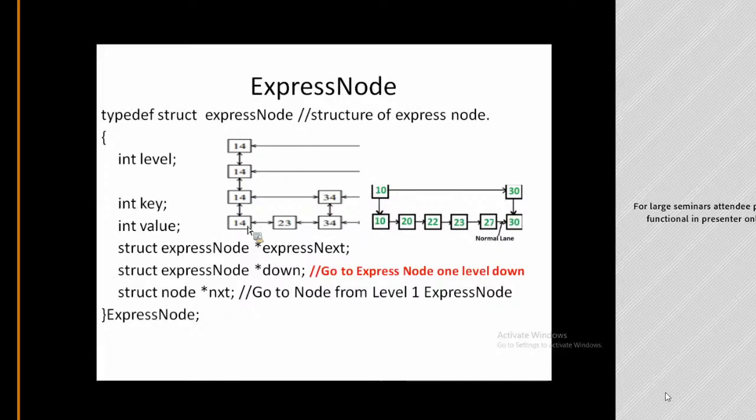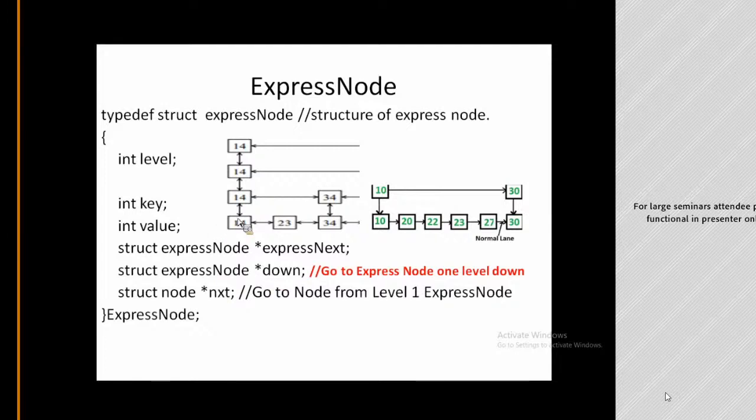Now let us focus on the second diagram. Layer 1, layer 2, layer 3. This is also express node type. This is also express node type. This is also express node type. So from one express node, I have to come down to the second express node, to the third express node, and then to the normal. So the second express node, which I have said down, is coming from one express node to the second express node. Therefore, it is express node pointer down.